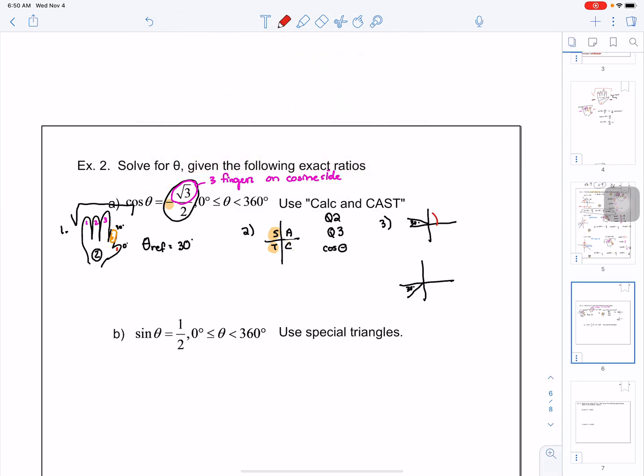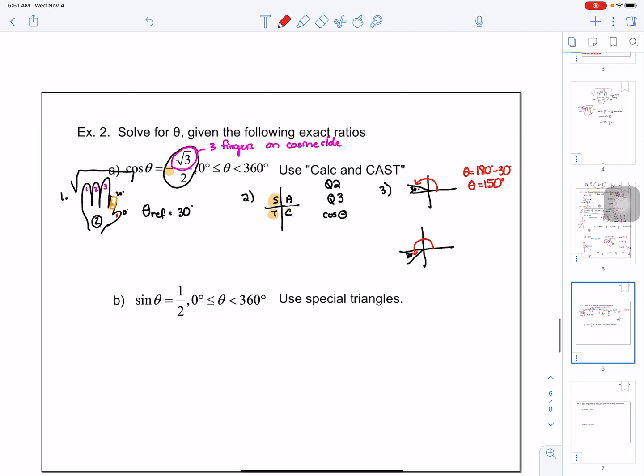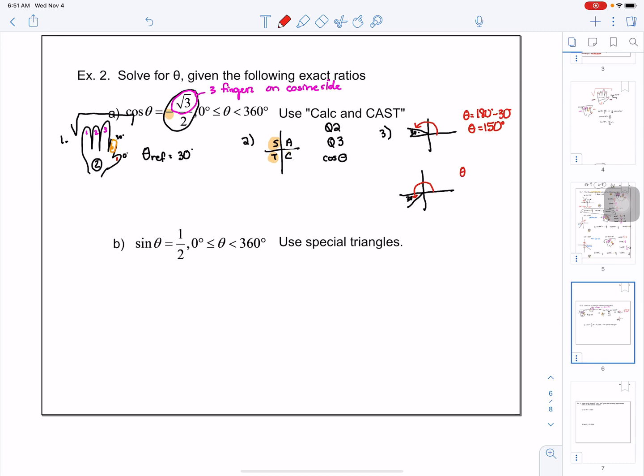My goal is to find the rotational angle now that leads to these reference angles. So in this case, one of my answers will be 180 minus 30, which will give me the rotational angle of 150 degrees. My other angle would be I travel to the 180 mark and I go a little bit more, which is the 30 degrees. And therefore my rotational angle would be 210 degrees. Okay.